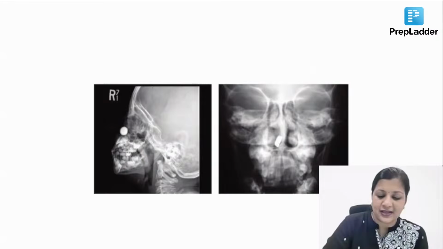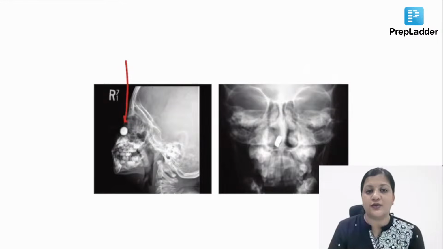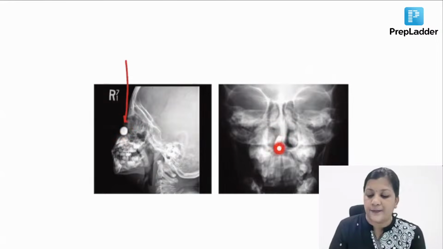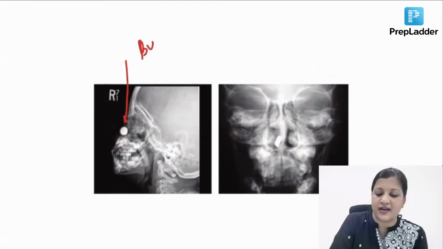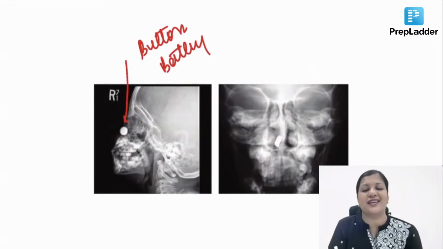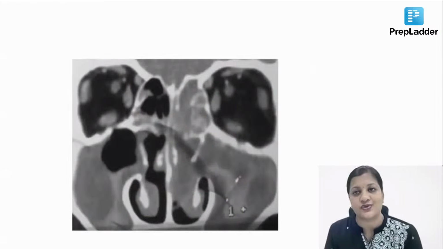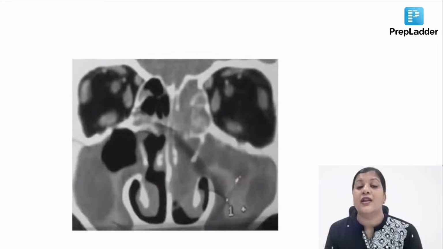Then you can see here there is a foreign body in the nose, and usually if you see this sign where there is a ring around the foreign body, we call this sign the double ring sign, which indicates that it is a button battery. So button battery is extremely dangerous because it releases the alkaline material within it to result in liquefactive necrosis of the tissues around. Now look at this image.